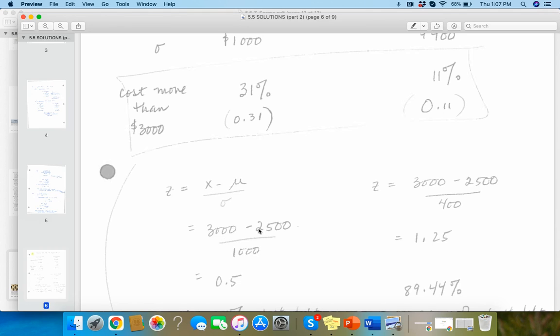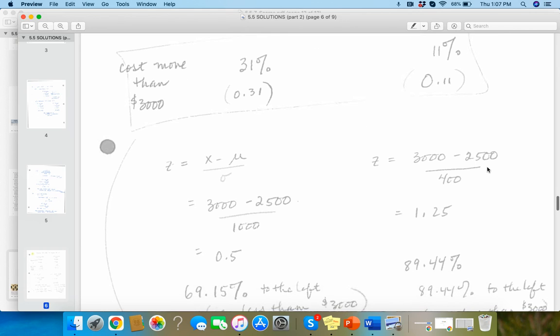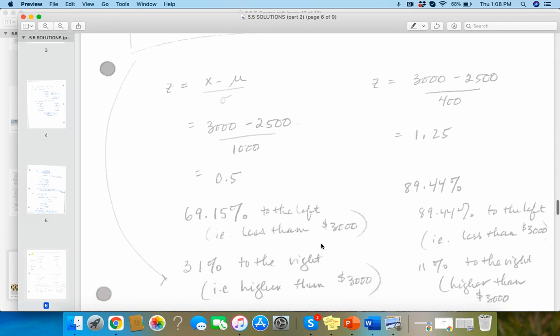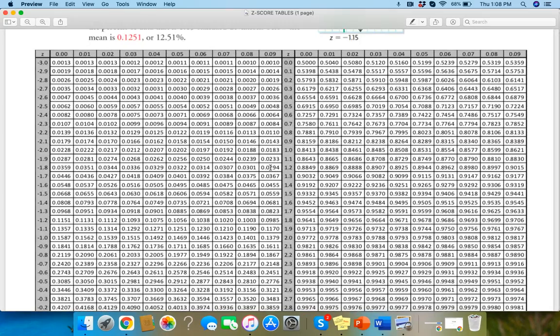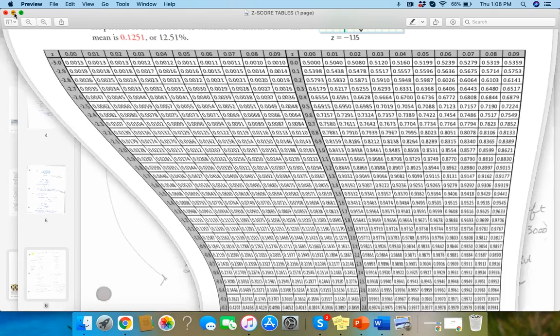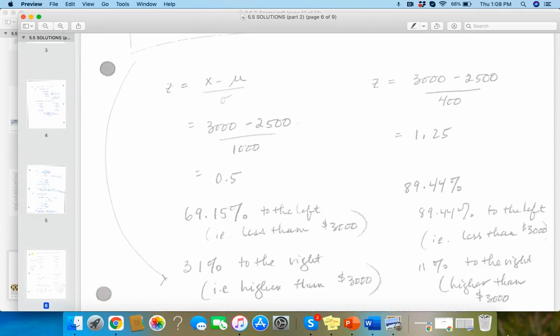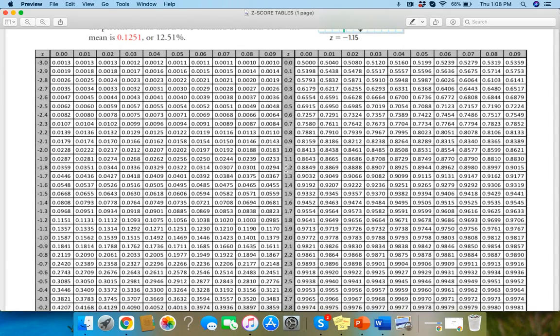So we put 3,000 minus the mean divided by 1,000, and we get 0.5. Do the same thing for the mid-size car. This one has a standard deviation of 400, and we get a z-score of 1.25. When I look at the percentages, I get 69.15, because a z-score of 0.5 would be over here, and so it's going to be right here. 0.5 is 69.15. And then for the next one, which was 1.25, that will be 1.2, and I go across until 5, so it's 89.44.